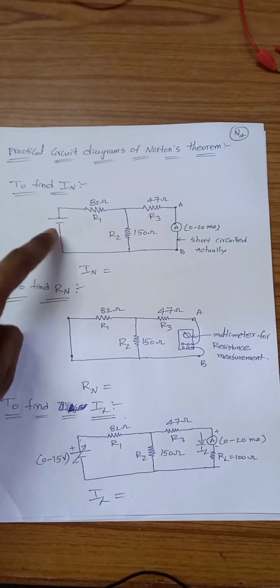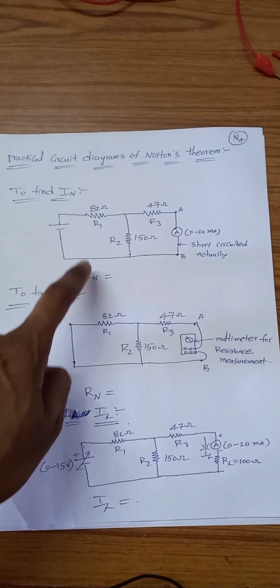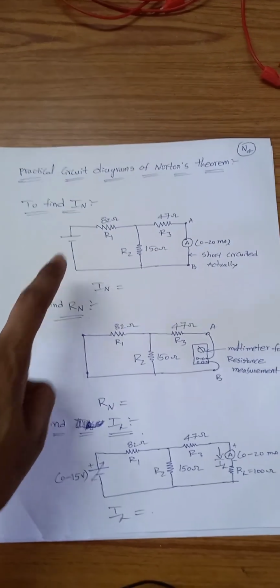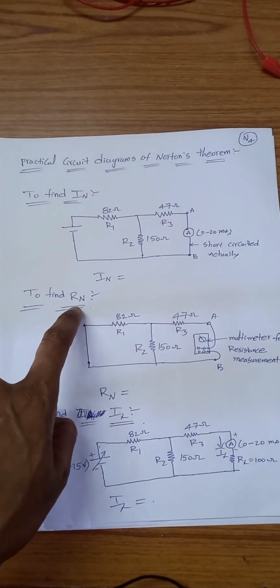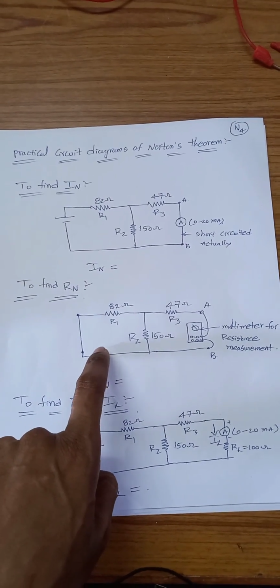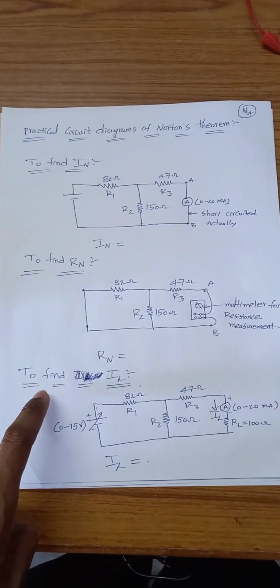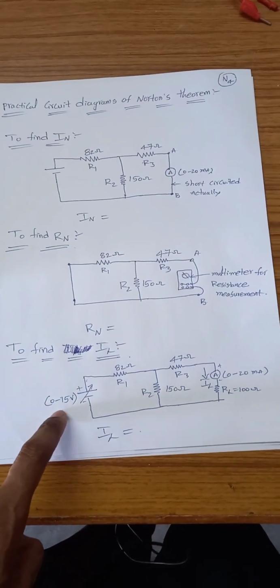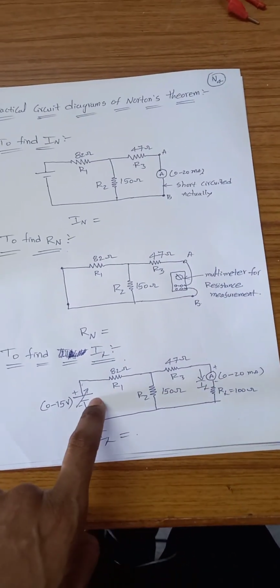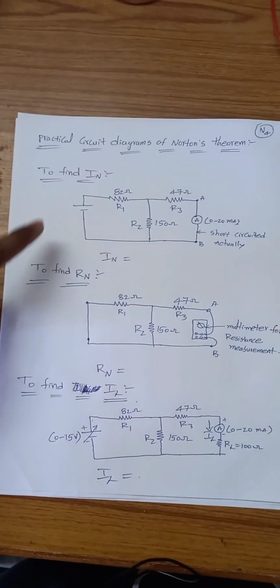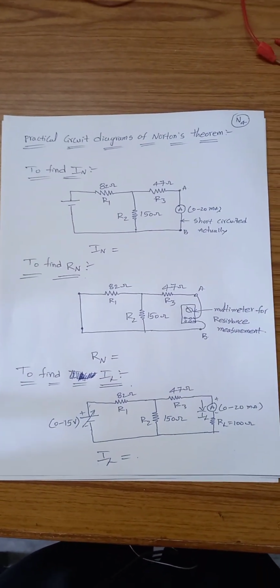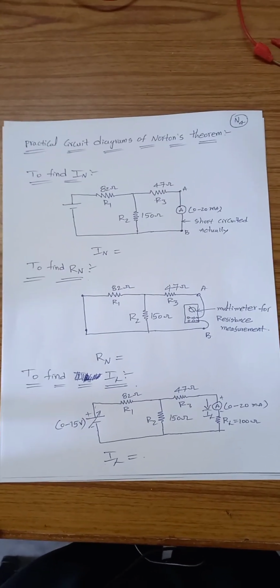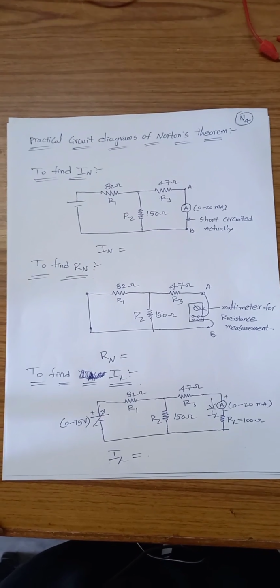So we need to take Norton's current by using this circuit. Here I am going to take a 15 volt power supply, and we need to find out Rn resistance. Then I am going to connect the circuit like this. Then we need to measure load current, so I am going to connect this circuit like this. These three circuit diagrams are practical circuit diagrams. By using them we will measure IN, Rn and IL.